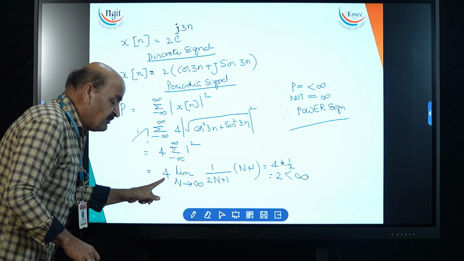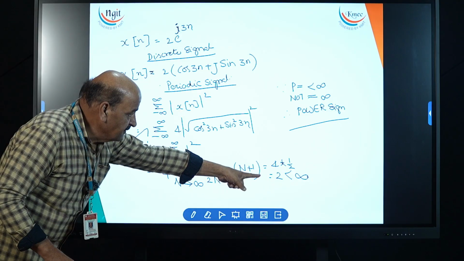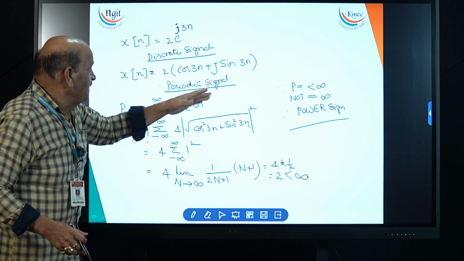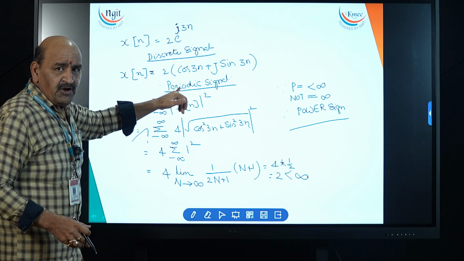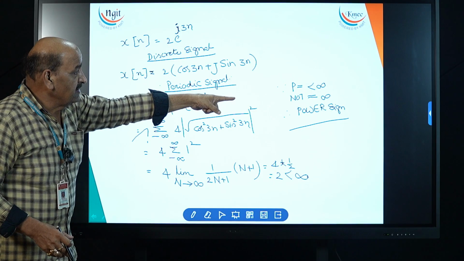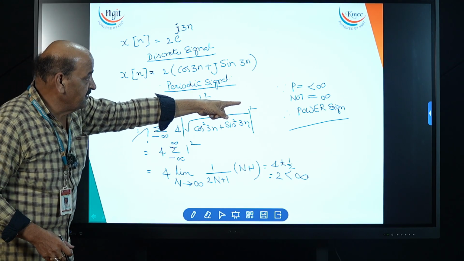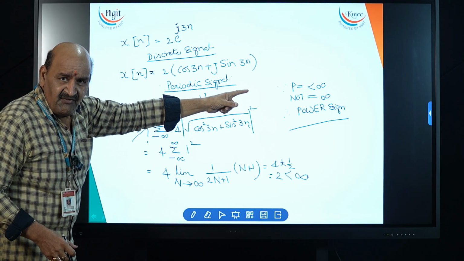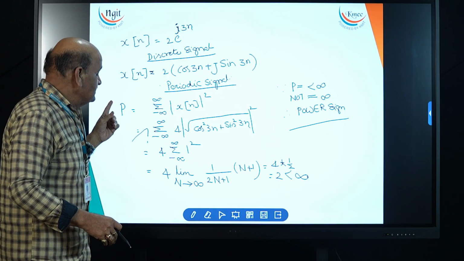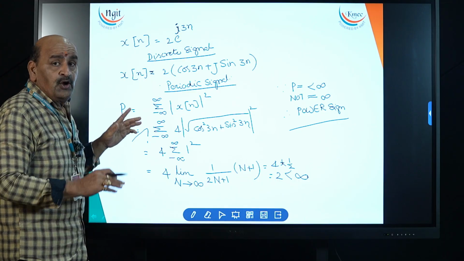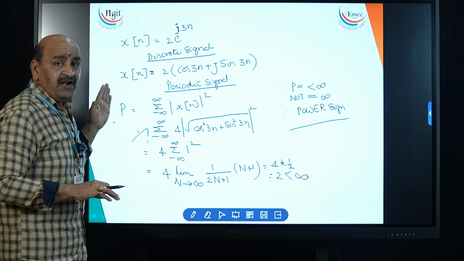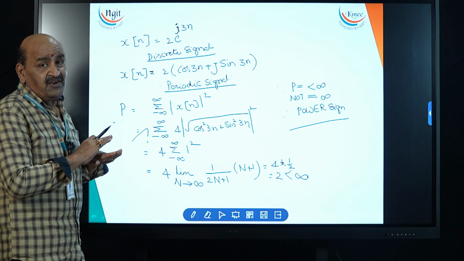1 by 2 times the constant 4, output is 2. 2 means what? A simple numeric value less than infinity. Therefore, what did we assume? A periodic signal. We assumed it for the testing of power. Now here the power signal is proved because it got a value less than infinity. Therefore, it is a power signal. As long as we are calculating for a power signal, no need to calculate for energy. Whenever we are calculating for energy, no need to calculate for power.